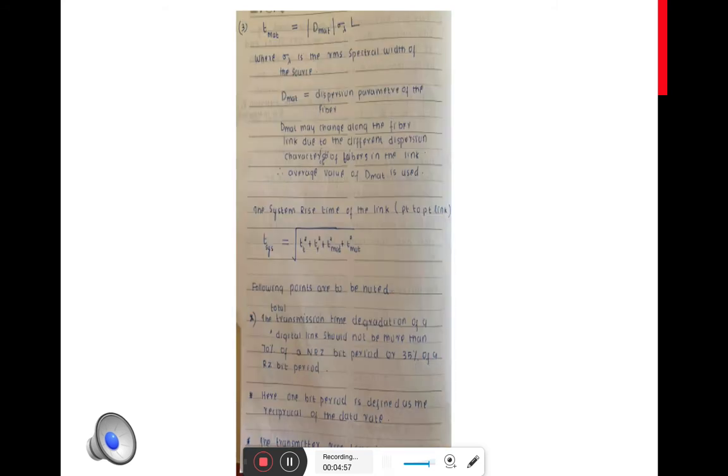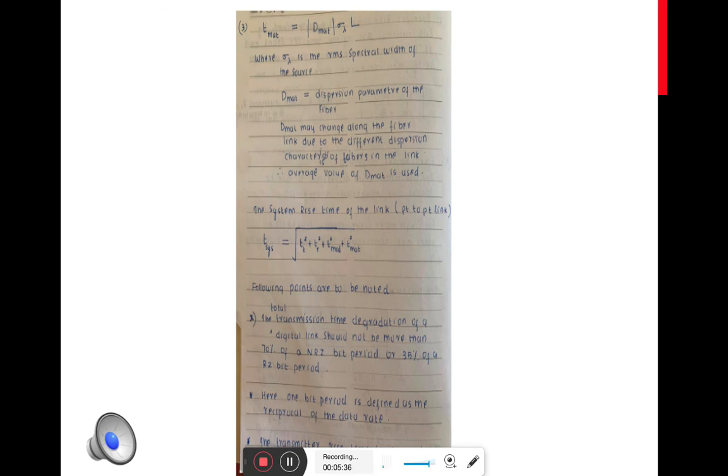Next is the rise time according to the material dispersion. It is given by T mat is equal to modulus of D mat sigma L, where D mat is the dispersion parameter of the fiber, sigma L is the RMS spectral width of the source, and L is the length, as we have already discussed. So the total rise time of a point-to-point link communication system is given by T system is equal to square root of TT square plus TR square plus T mode square plus T mat square. That is the rise time of the transmitter, receiver, due to material dispersion and due to modal dispersion. So calculating all these, we get the total rise time of the system.